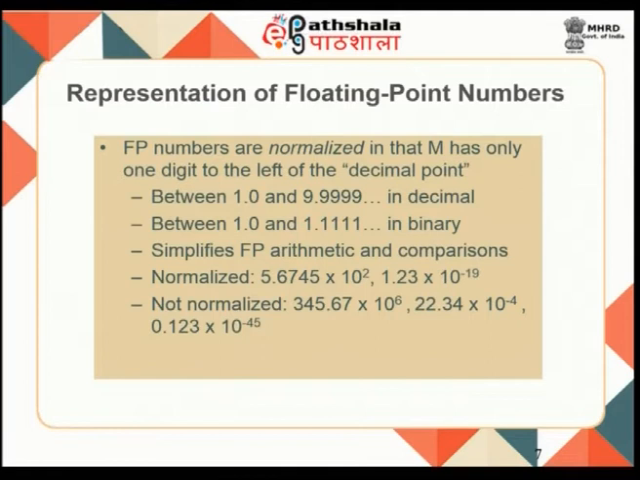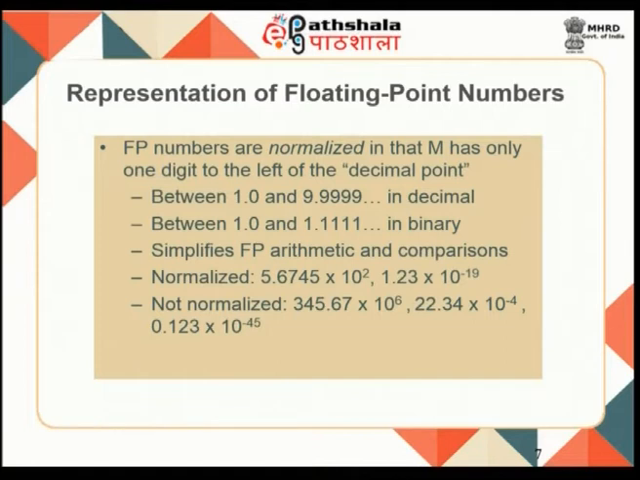So, you know that a number can be written as 35 point something or 3.5 something, and the exponent value can be adjusted. So, in order to have a uniform representation, we go in for normalized representation, where if you look at decimal numbers, anything between 1.0 and 9.9999 in decimal is normalized. So, you do not write it as 0.0. You need to have a significant digit and only one significant digit to the left of the decimal point.